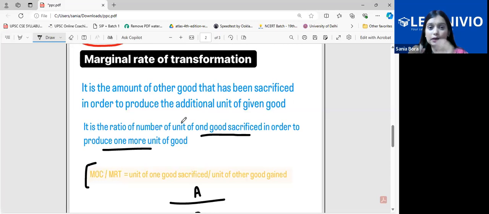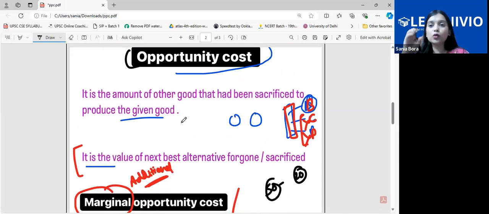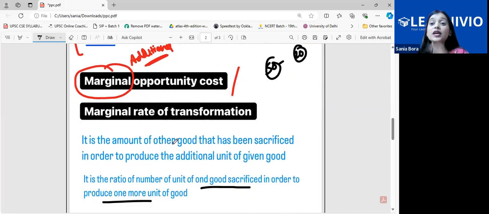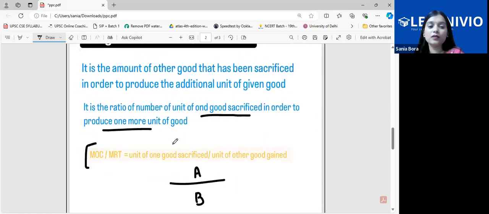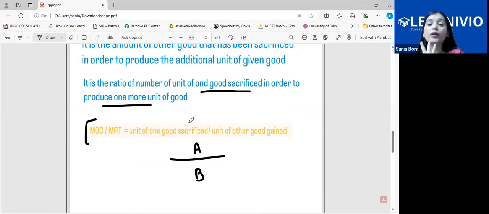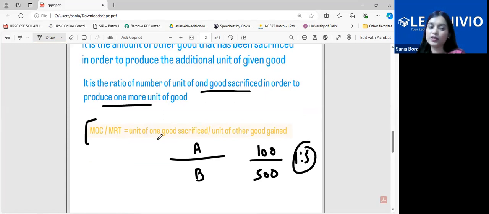In opportunity cost, I'm only telling you that I sacrifice 100 rupees, that's it. But here I will tell you the entire story: to gain 200 rupees, I sacrifice 100 rupees. So there is a formula, unit of one good sacrificed. Like for example, for A, you sacrifice 100 rupees and you gain 500 rupees. So this is the ratio. 1:5 is the ratio for marginal opportunity cost. Clear?